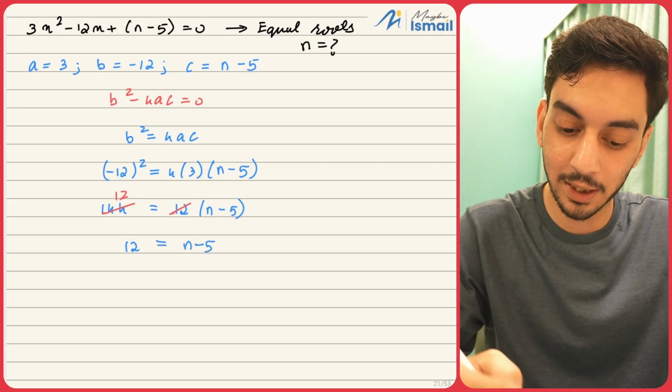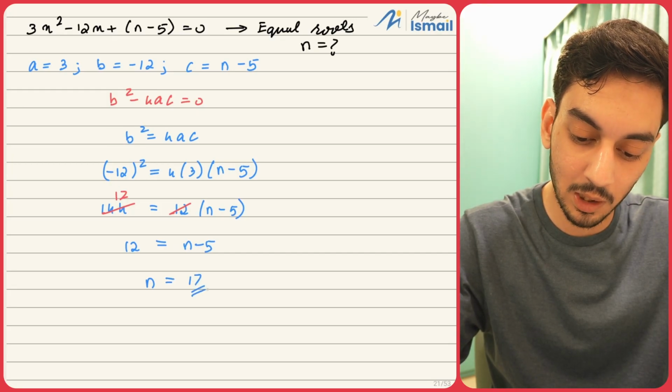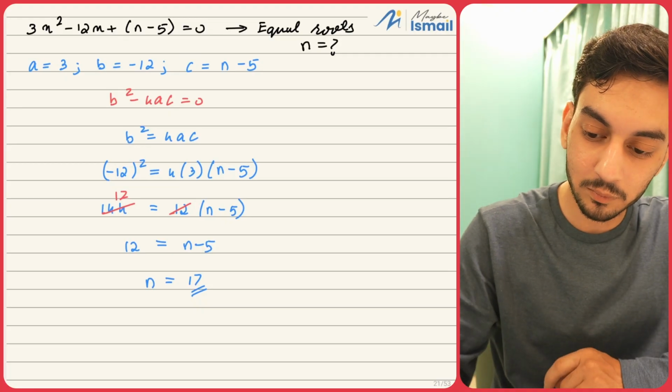I send the 5 to the other side, side change, sign change. N is equal to 12 plus 5. Hence n would be equal to 17. Very, very easy. Next question.